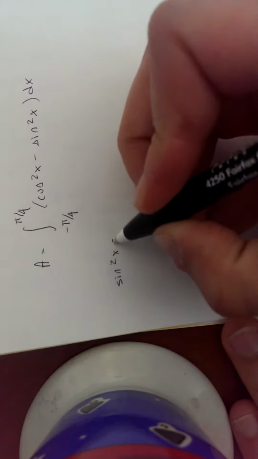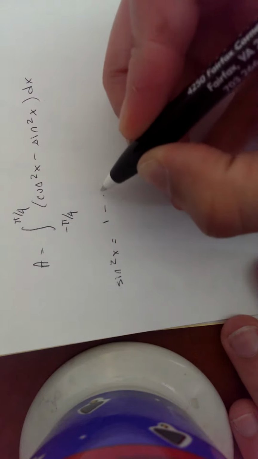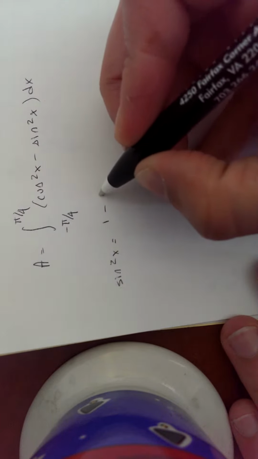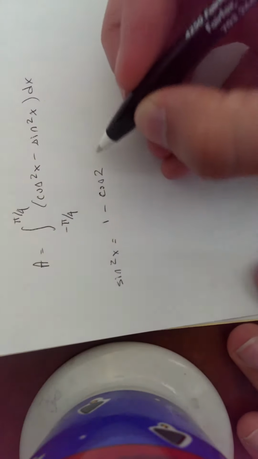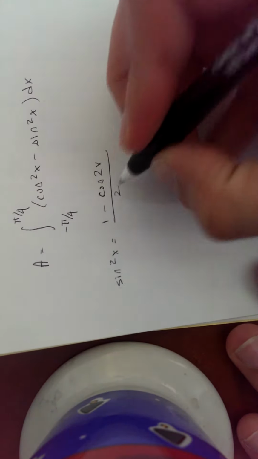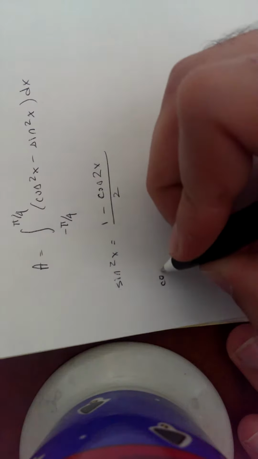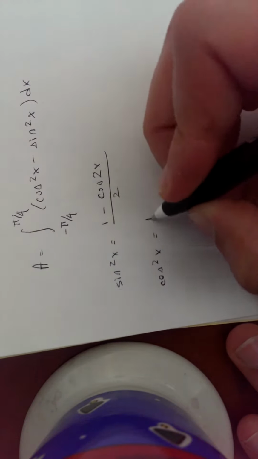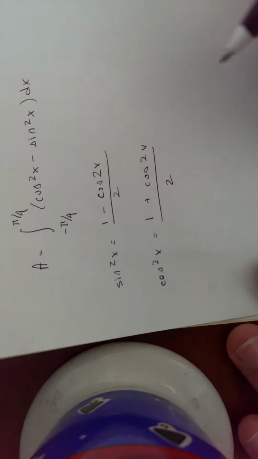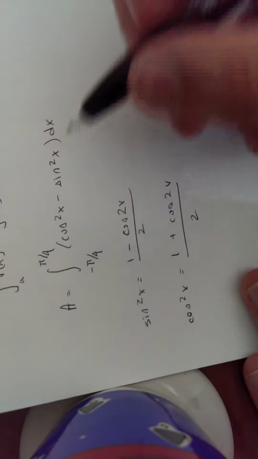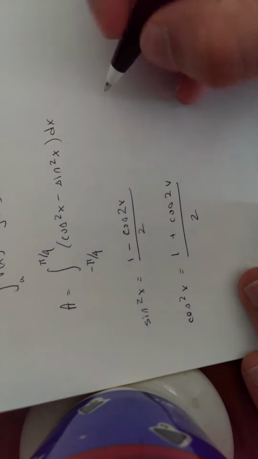Sine squared x is equal to 1 minus cosine 2x over 2, and cosine squared x equals 1 plus cosine 2x over 2. Now you plug these in here. Let's see how it turns out.